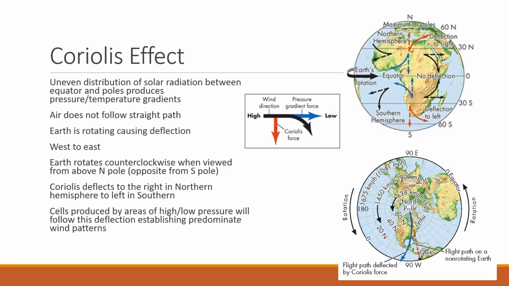The Coriolis will deflect things to the right in the northern hemisphere and then to the left in the southern hemisphere. So that's what we're seeing here, that we will always move to the left in the southern hemisphere, to the right in the northern hemisphere. So we get cells produced by areas of high and low pressure that will follow this deflection due to the Coriolis, and that will establish our predominant wind patterns. So we tend to have wind patterns that follow this Coriolis effect.